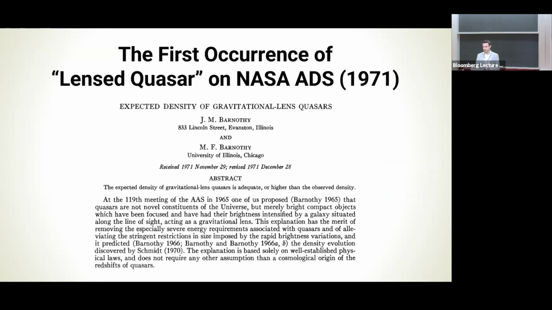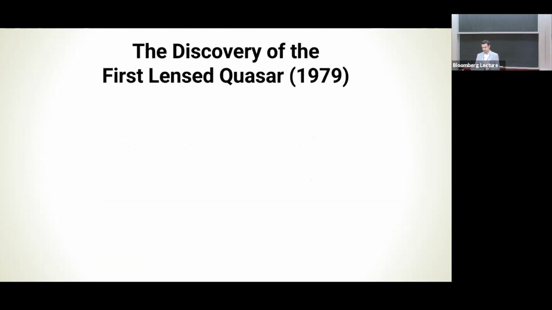We are in 1971. And in this paper, I just want to point you to this sentence. It says that quasars are not novel constituents of the universe, but merely bright compact objects which have been focused and had their brightness intensified by a galaxy situated along the line of sight, acting as a gravitational lens. So basically they are saying that quasars are not special, and they are compact objects. They are so bright only because their light has been magnified by a lensing galaxy that is in between us and the quasar itself.